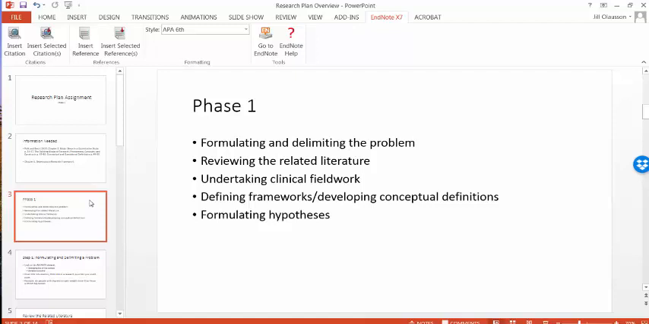So in phase 1, you will be formulating and delimiting the problem, reviewing the related literature, undertaking clinical fieldwork, defining frameworks, developing conceptual definitions, and formulating a hypothesis. So this is what Follett and Beck says that you should do in phase 1. With our research plan, what you were given was the NHANES database. So we are going to take this phase 1 and tailor it to what we need for this assignment.